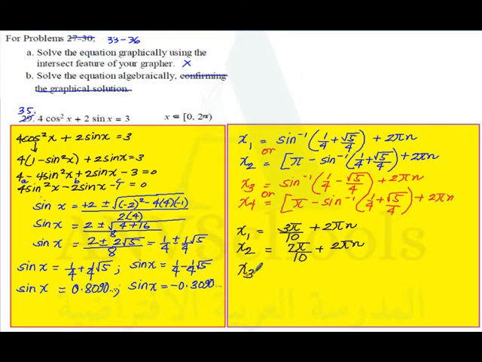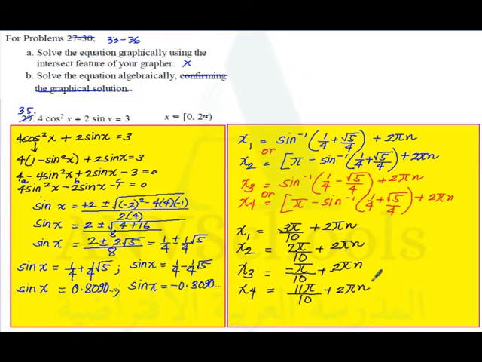For x3, that would be negative pi over 10 plus 2 pi n. Okay, and x4 will be equal to 11 pi over 10 plus 2 pi n.